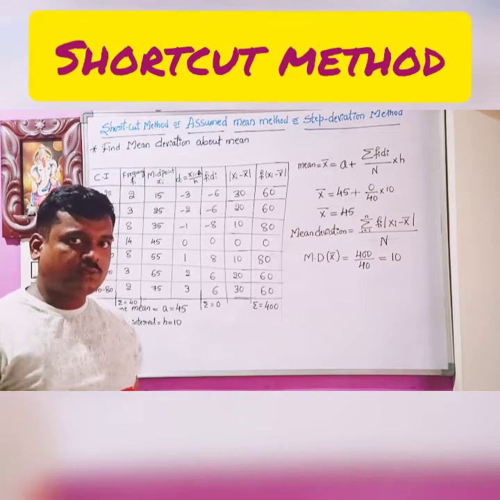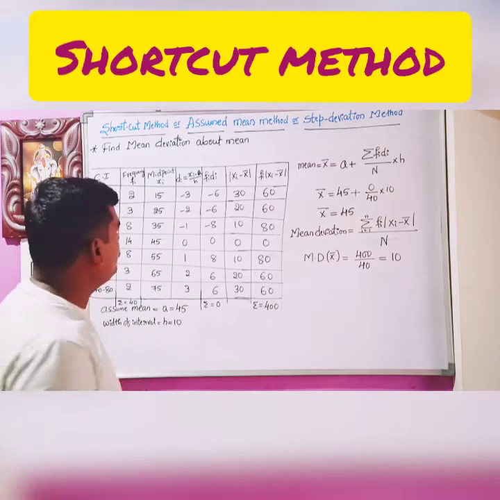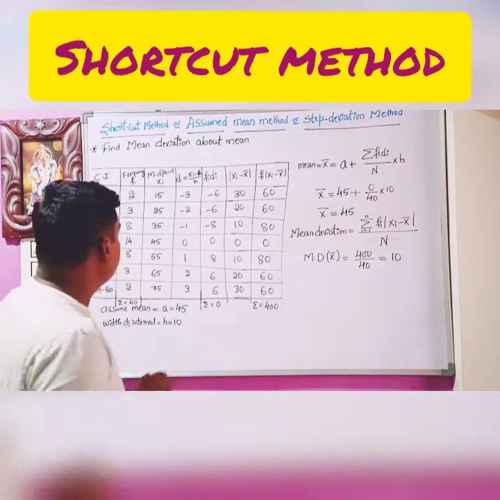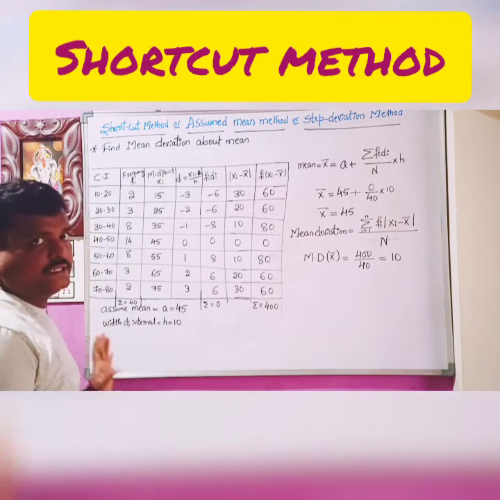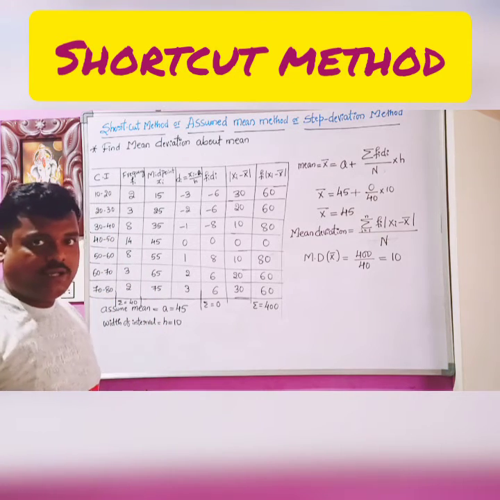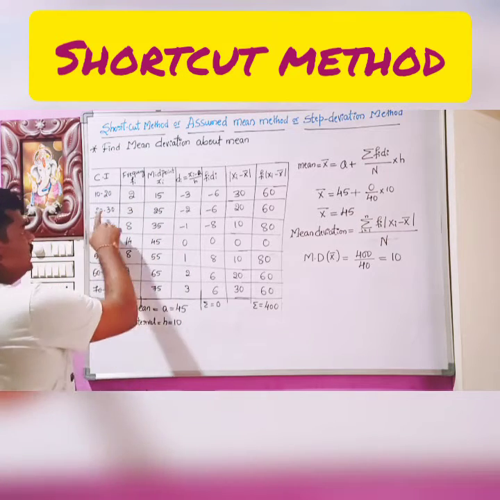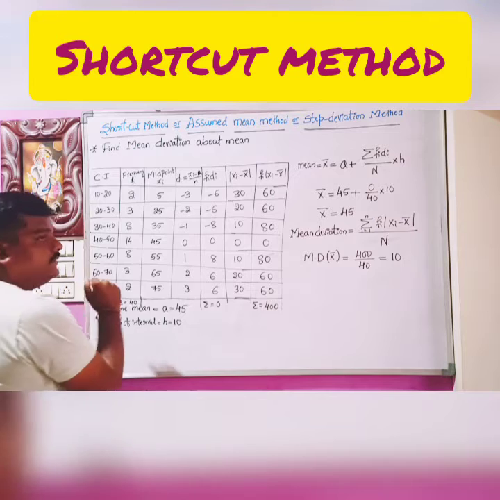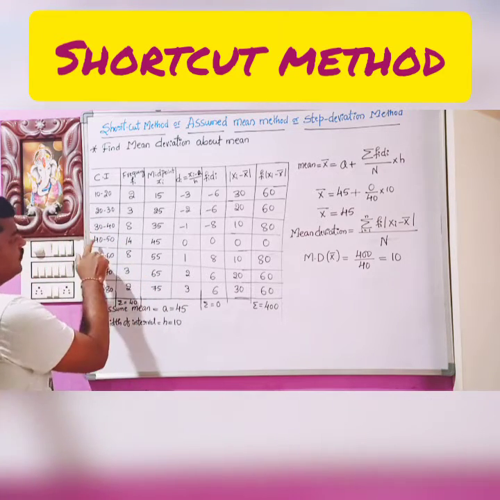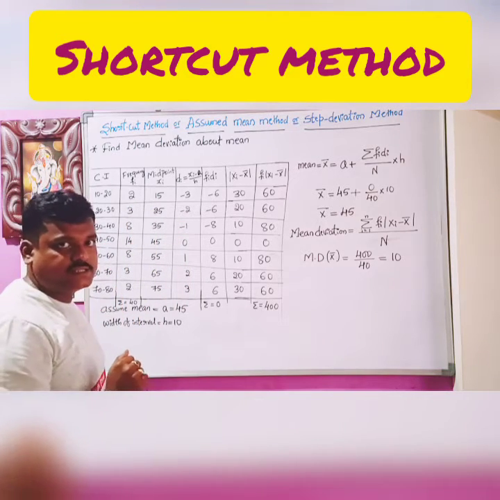First, what is the given question? They have given the class interval and frequency. From the class interval, first we take the midpoints. What is the midpoint of 10 and 20? It is 15. For 20 and 30, it is 25. For 30 and 40, it is 35. Similarly, for 40 and 50, it is 45. Like this we take the midpoints.